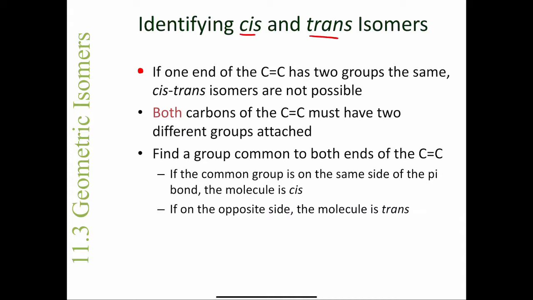Now, in order to apply cis and trans properly in nomenclature, you have to find a group common, that means the same, on both ends of the carbon-carbon double bond. Again, if the common group is on the same side of the pi bond or the double bond, the molecule is cis. If they're on opposite sides of that double bond, the molecule is trans.